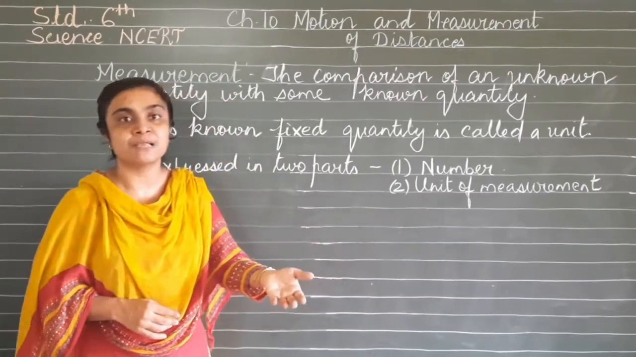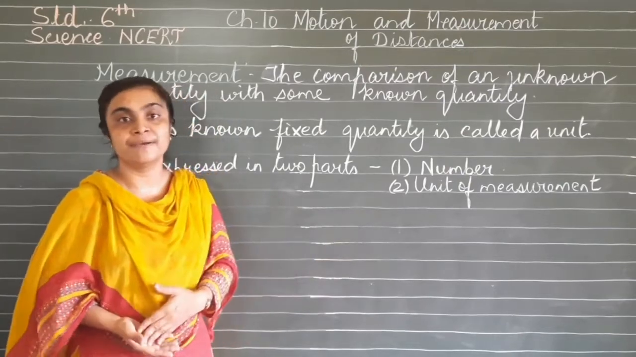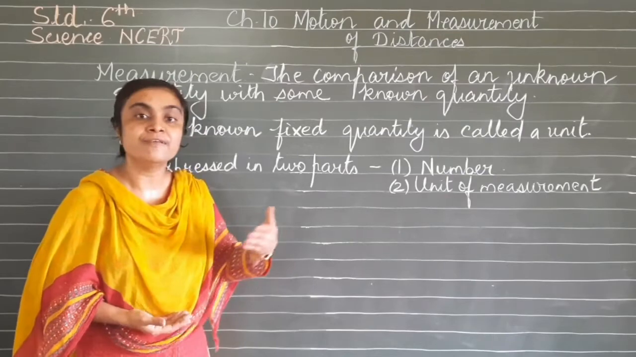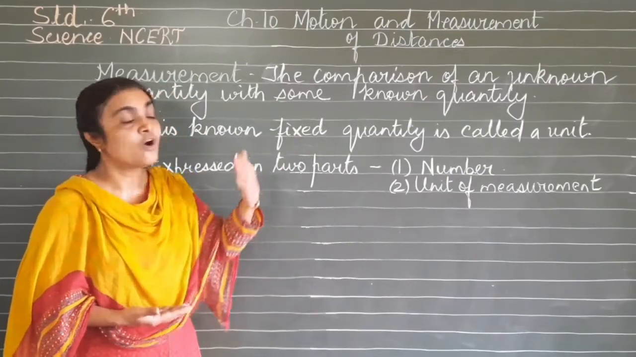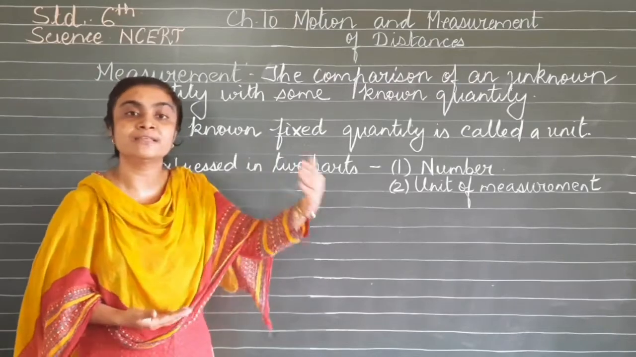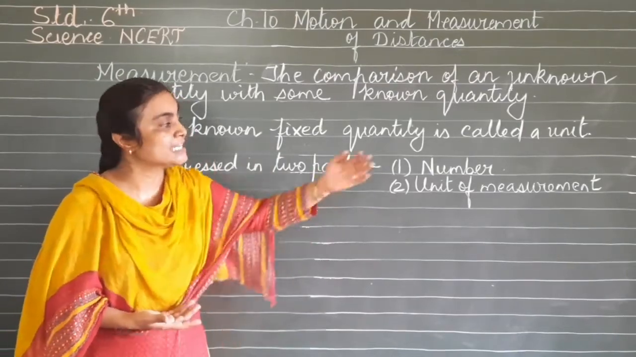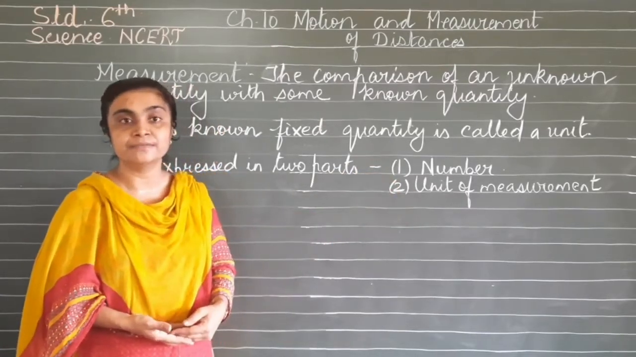So in ancient times and in modern times, there were different modes of measurement. How they used different measurements in ancient times, we will see. So what is the meaning of measurement? It is a comparison of an unknown quantity with a known quantity. And measurement can be expressed by 2 things: one is the number and one is the unit of measurement.